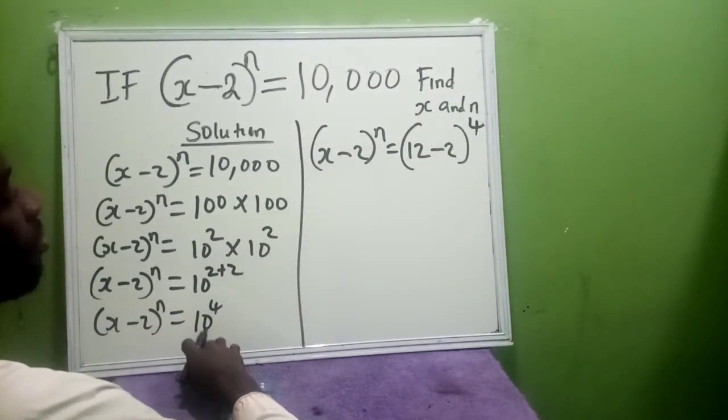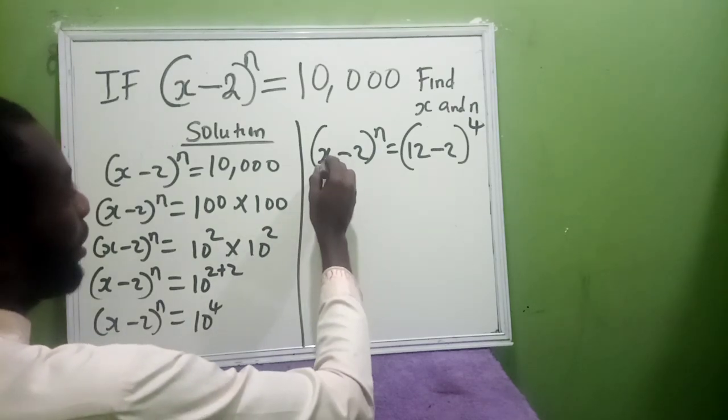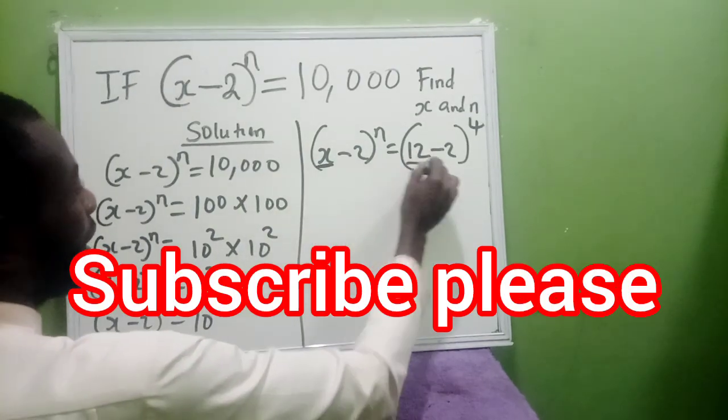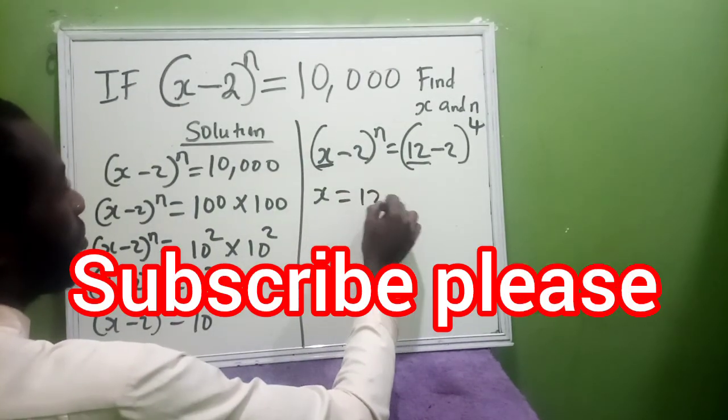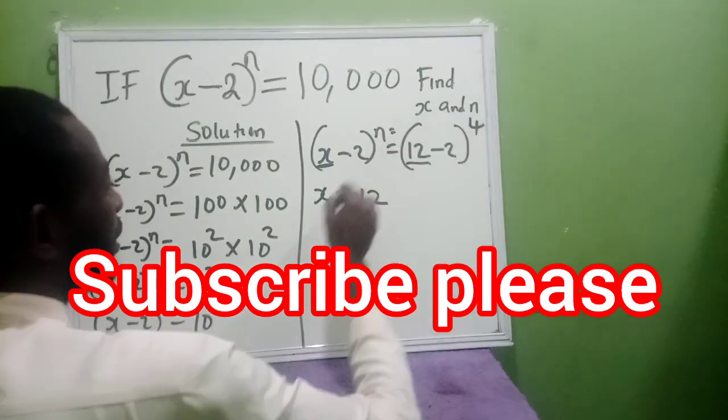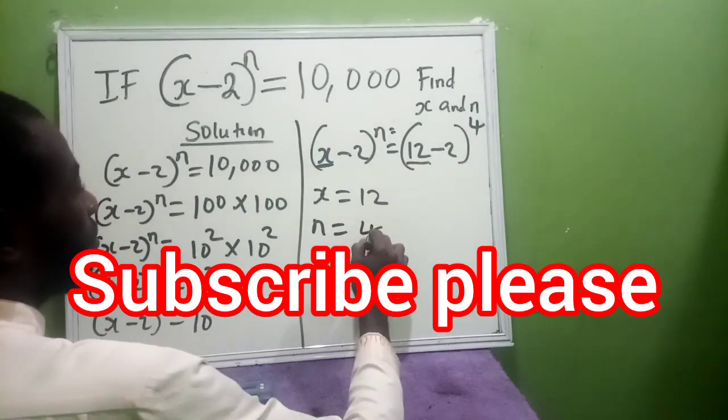Alright? So automatically, by using the comparing method, our x equals 12. We combine the powers, our n equals 4.